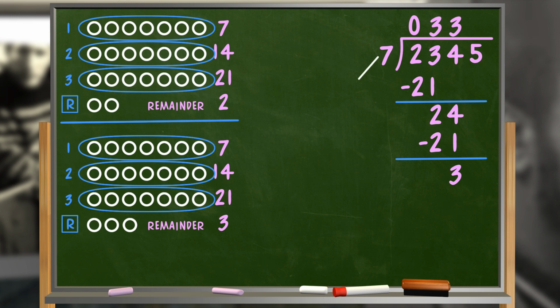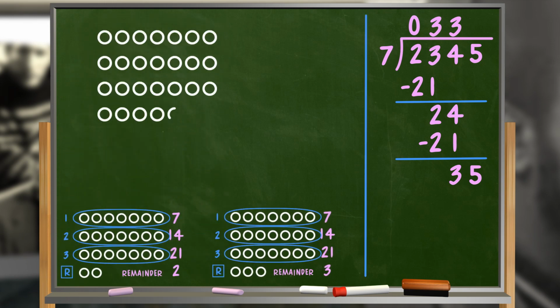Can I divide a big 7 into a little 3? No! The answer is no. I go to the ones place for help. Take my 5, drop it down. 35 divided by 7. Let's do it all over again.